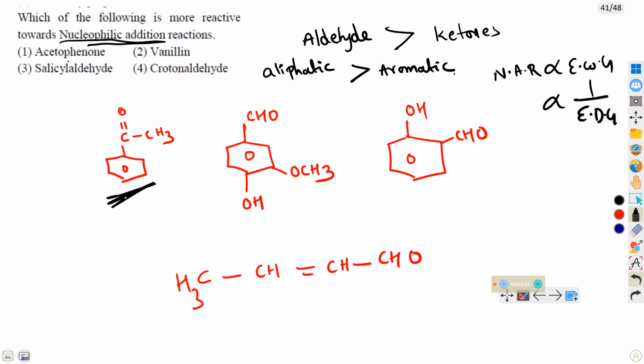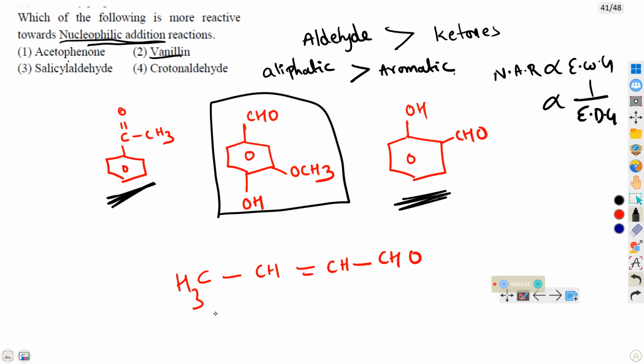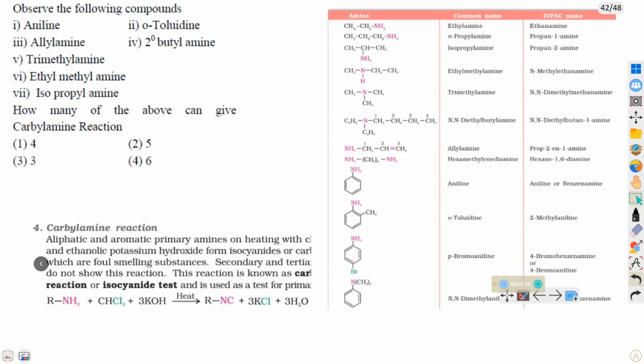Acetophenone, aromatic. Vanillin. Vanillin is obtained from vanilla beans. Pleasant fragrances. Once check the NCERT, aldehyde ketone structure is given. Salicylaldehyde, aromatic aldehyde, crotonaldehyde, aliphatic aldehyde. So fourth option correct.